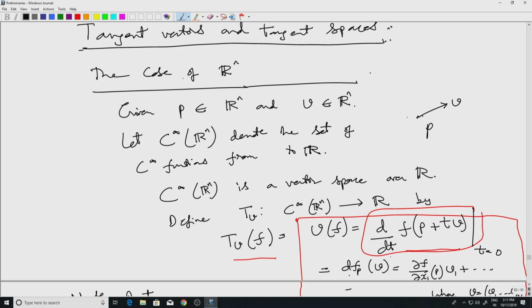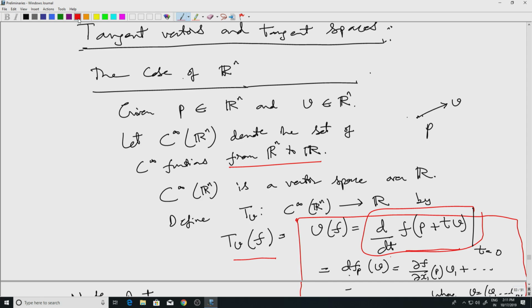But this is not a formal definition of a tangent vector. In fact, to formally define a tangent vector, what we do is the following. As before, let C infinity of Rn denote the set of C infinity functions from Rn to R. And C infinity of Rn is a vector space over R. So given any two C infinity functions, I can take scalar multiples and add them up.